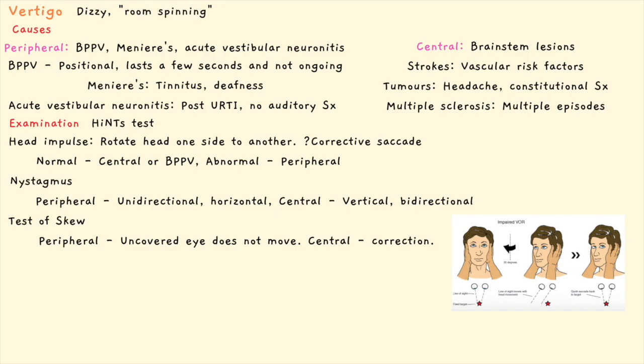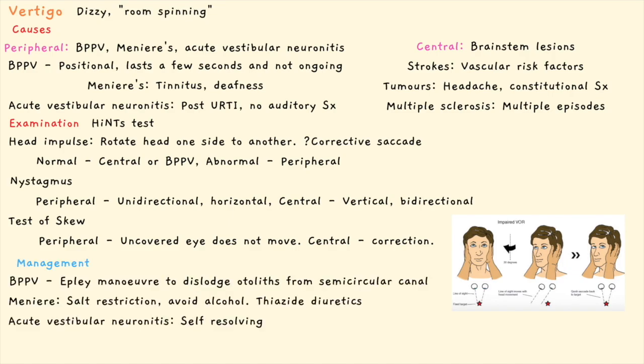So you cover one eye, move it, and then you see if there's correction or not. If there's no correction, so the uncovered eye does not move when it's uncovered, then it's a peripheral lesion. If there is correction, it's more likely to be a central lesion.